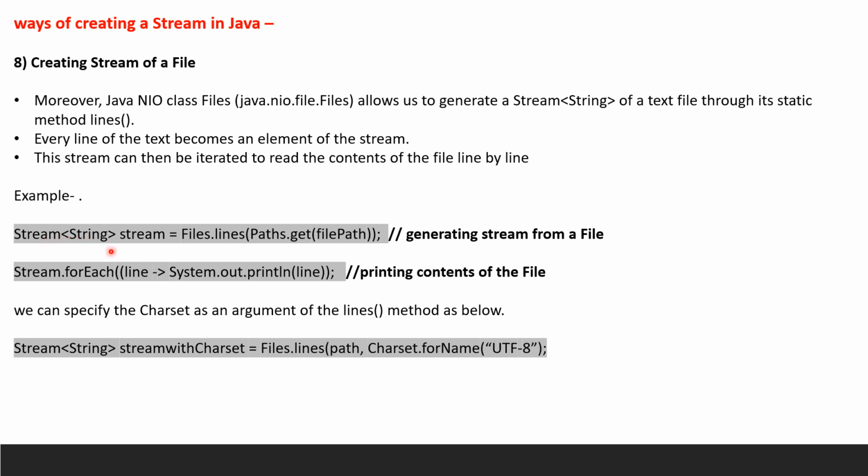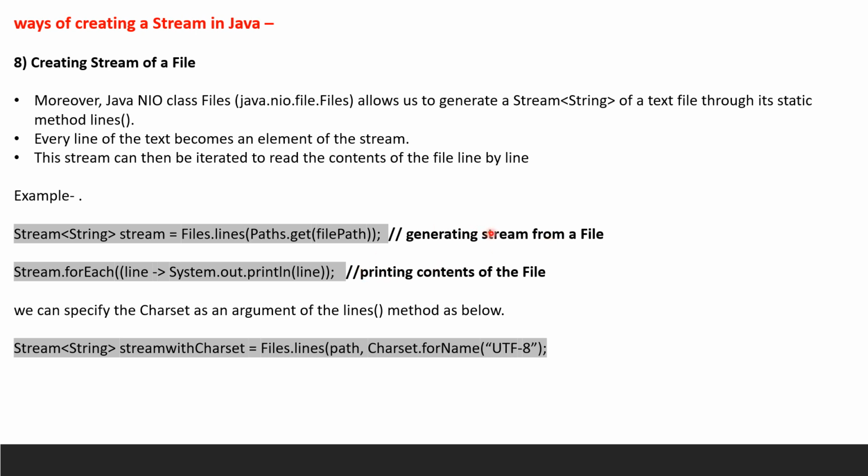For example, how we are going to create it. Stream of String stream equals Files.lines. So what we are doing here is generating a stream from a file. If you are taking a file path, where we have placed that file in our folder, wherever the location is, we have to mention it, and the path it will get. So Paths.get of that particular file path, the specific location where you have kept the file. So in this way we are generating a stream from a file.